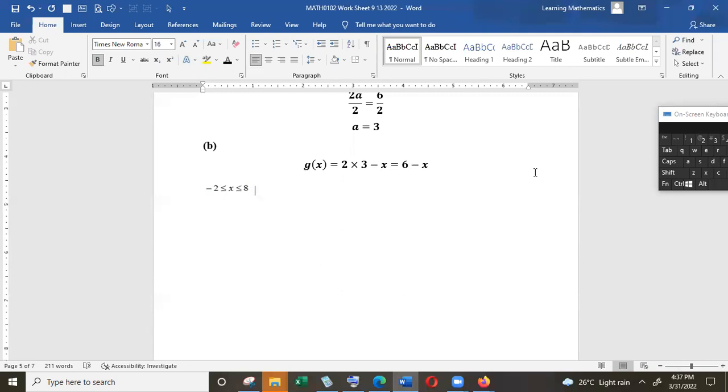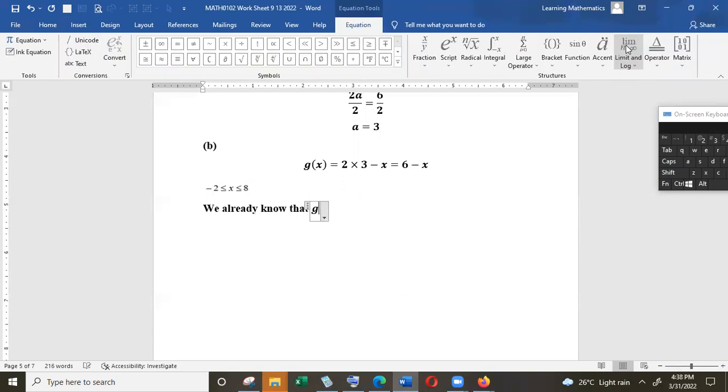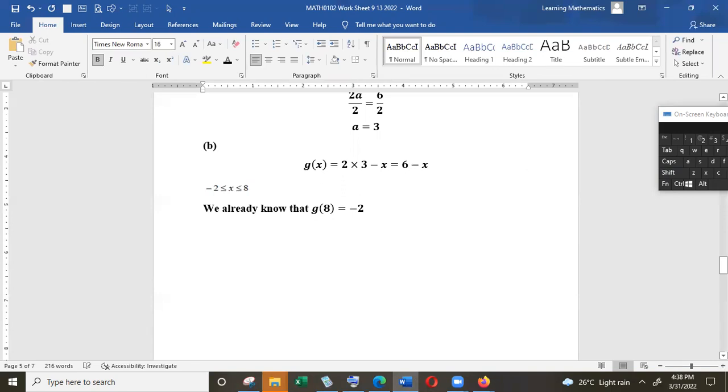So you can write there, we already know that g of 8 is equal to -2. So we only need to calculate g of -2.